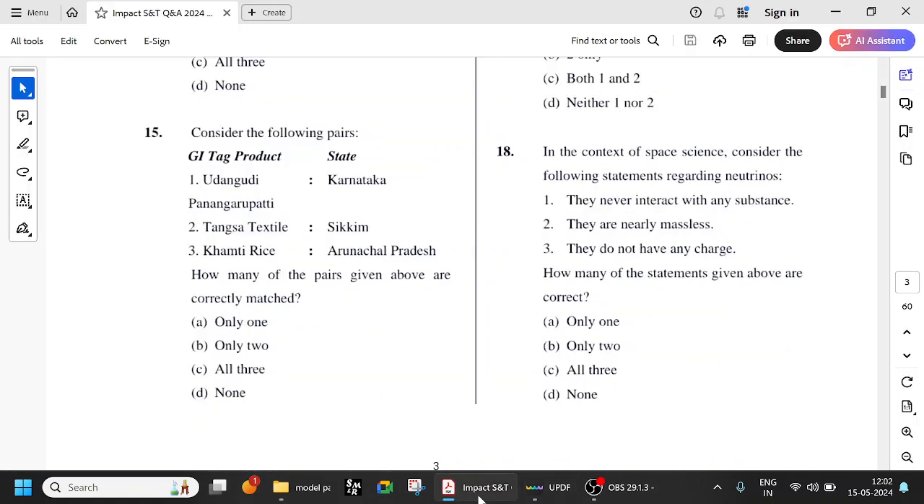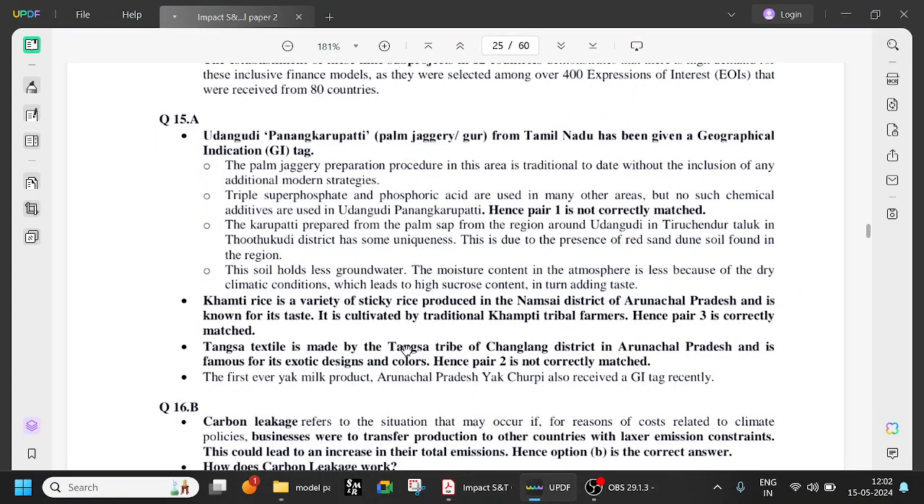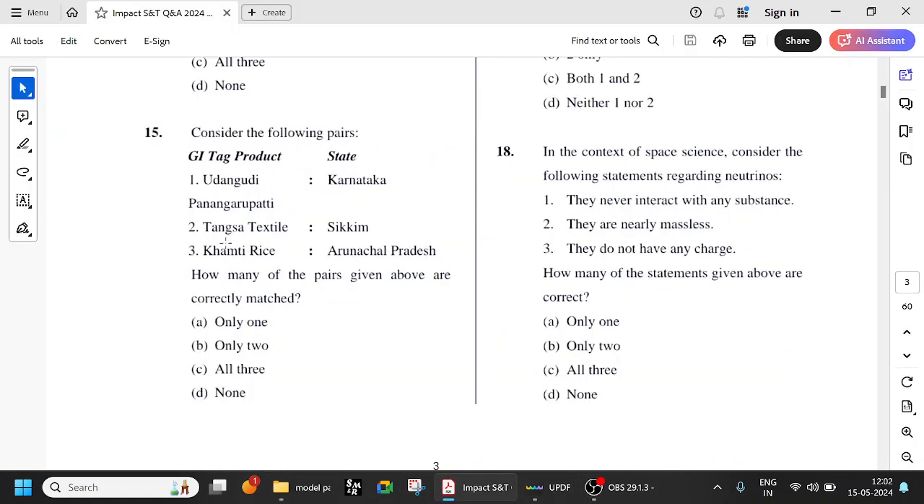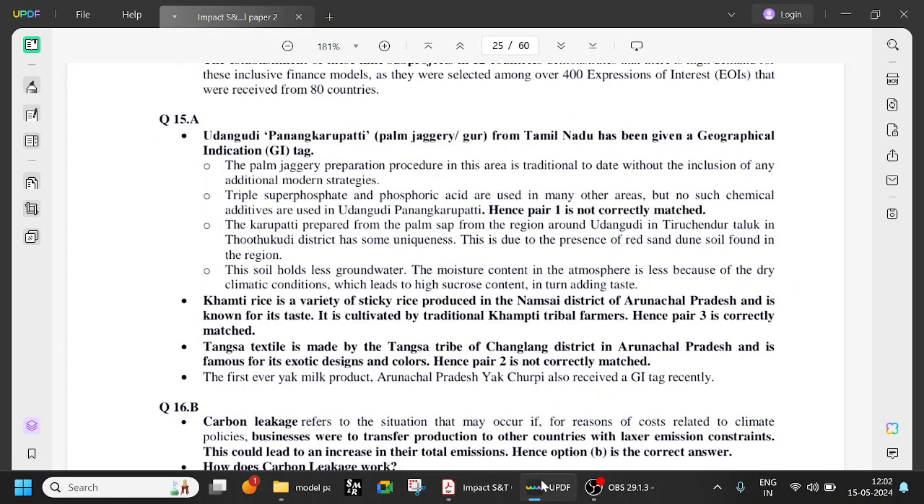Now let us look at what the question is asking. Match. Udangudi Panankarpatti is not from Karnataka. This is from Tamil Nadu. Tangsa textile is from Arunachal Pradesh, not Sikkim. Tangsa textile is from the Tangsa tribe, Changlang district in Arunachal Pradesh. So this is also wrong. Kamti rice is from Arunachal Pradesh. So there are three things from Arunachal Pradesh: Kamti rice, Tangsa textile, and yak churpi. And Udangudi Panankarpatti is from Tamil Nadu. So at this stage, you can say only one is matched. So for question 15, A is the answer.